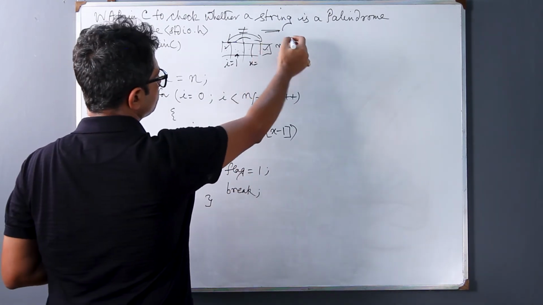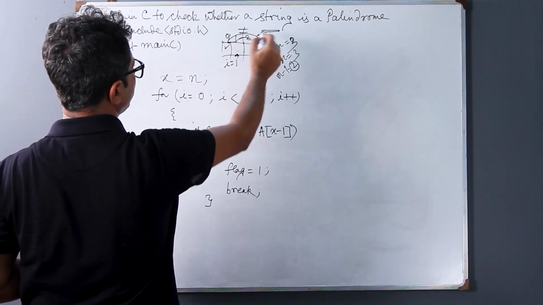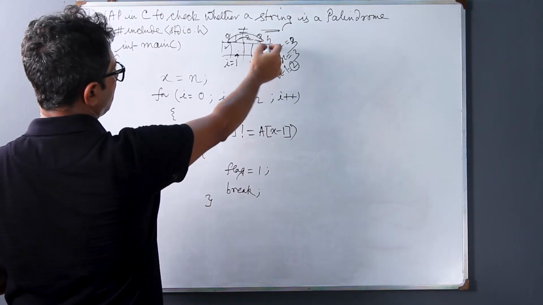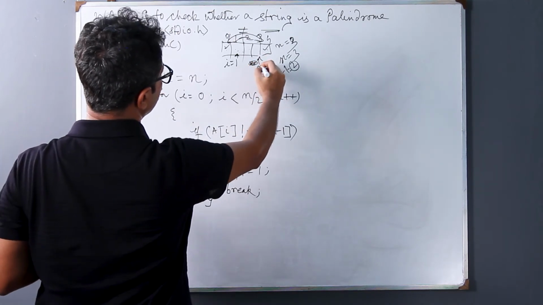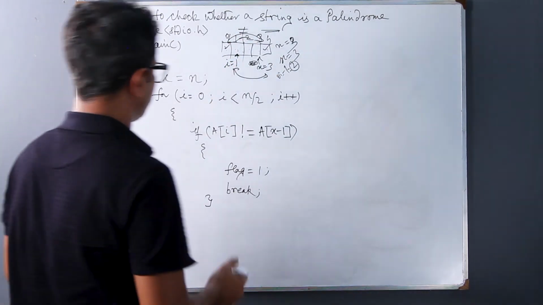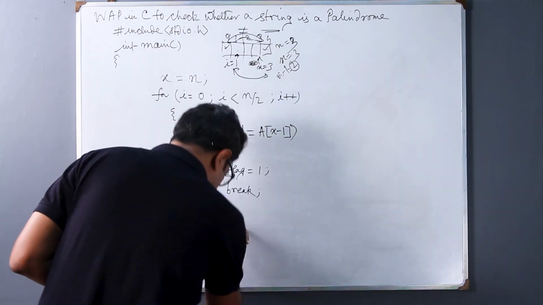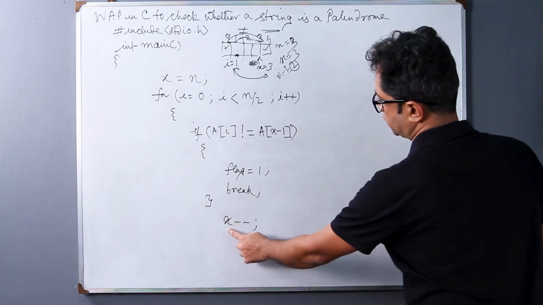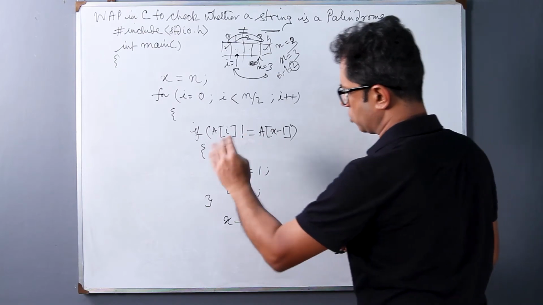So, suppose this is 0, 1, 2, 3, 4. Then x was 4 before, and now x will become 3. So, a[1] should be compared with a[3]. For doing that operation, we are going to decrement this x value by unity. So, I have written x minus minus over here. x minus minus decrements the value of x by 1.